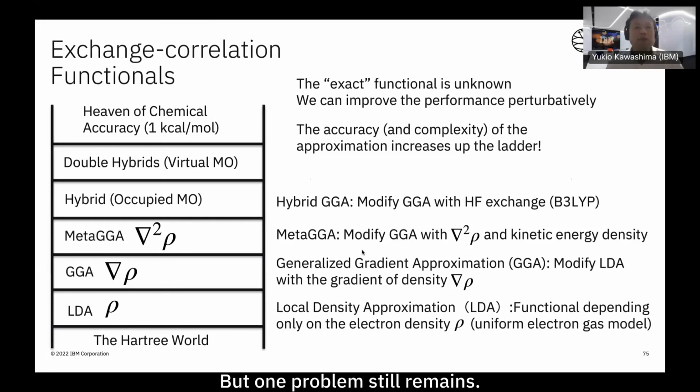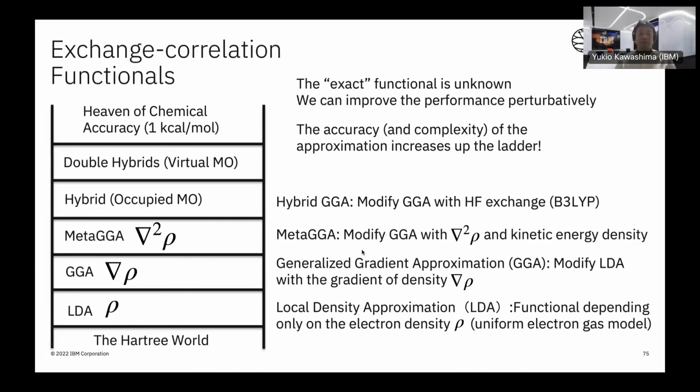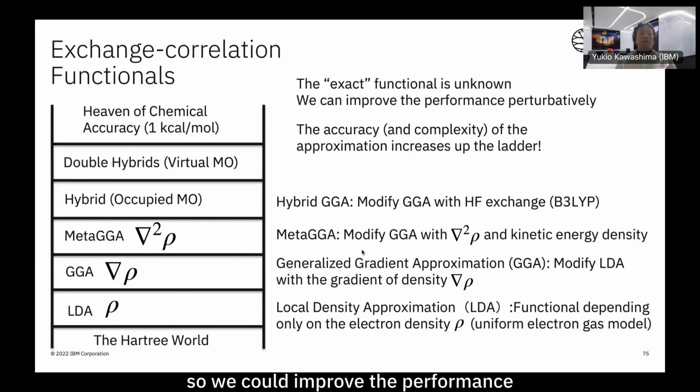But one problem still remains. We don't know the true exchange correlation potential. We don't know the exact functional. So we can't systematically improve the performance. So we could improve the performance of DFT perturbatively. Sorry. We could do that one by one.